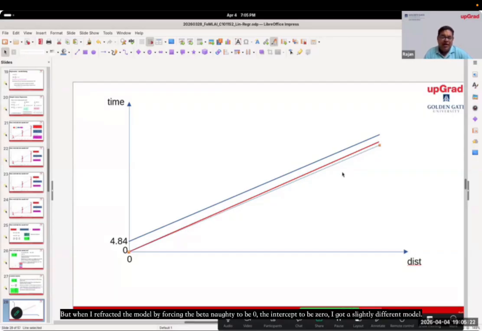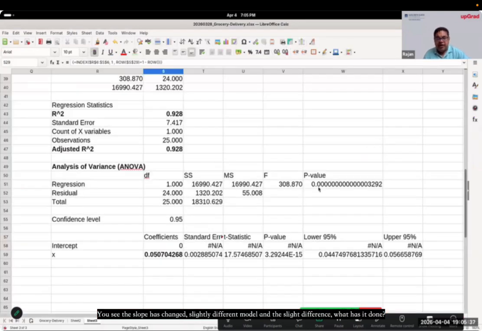But when I refitted, see which is the best model. Here there are two contenders, which are very close by. Forcing beta naught, the intercept, to be 0, I got a slightly different model. You see, the slope has changed slightly. R squared 90.8 and 90.06, and the T values minus 3.75 and minus 3.60. What has it done? It has actually improved my model performance much better.